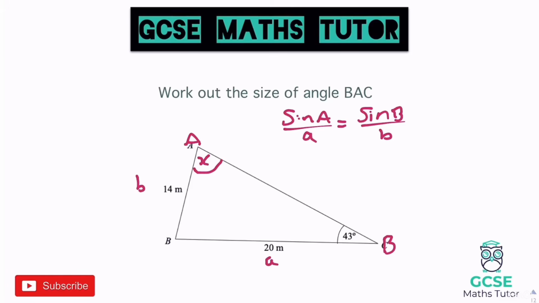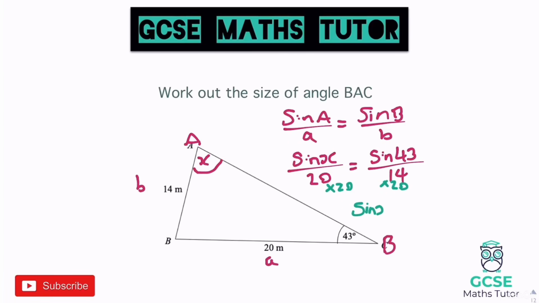So then sticking in all the numbers, what have we got? Sine A is sine X, so we have sine X over 20, equaling sine 43 over 14. Okay, so exactly the same approach as we did before. We can isolate the sine X by timesing both sides by 20. And again, you could work that right hand side out and times it by 20, but I'm just going to stick it up the top there. So we end up with sine X equals 20 sine 43 over 14. And if we type that into the calculator now, what do we get? 20 sine 43 over 14, and we get an answer here.